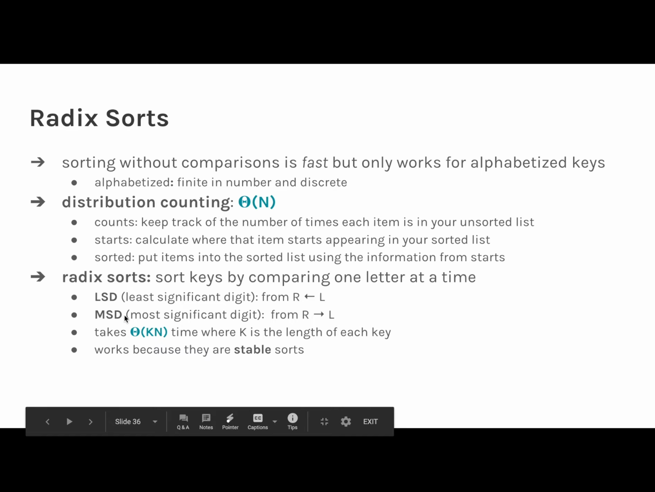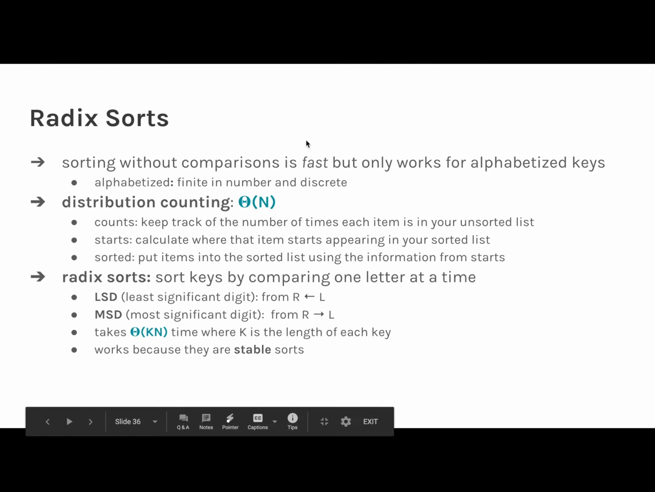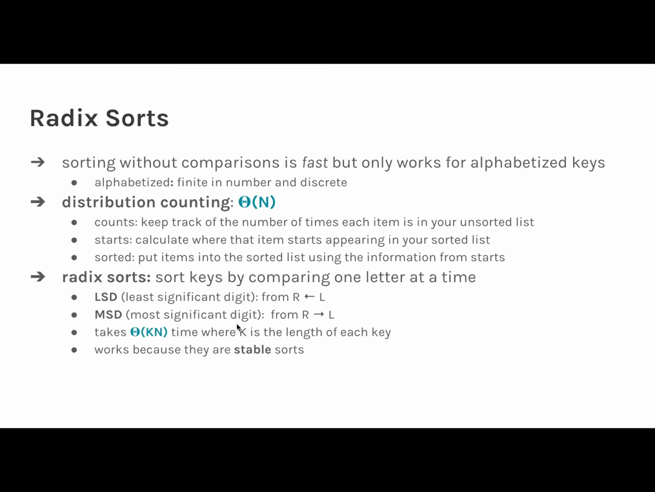And MSD, most significant digit, does the same thing, but starting from the most significant digit and then working its way down. So sorting all the digits takes linear time, and if k is the length of the maximum number in your list, then you're going to have to process k sets of digits, so that's going to be k times n time for this radix sort.